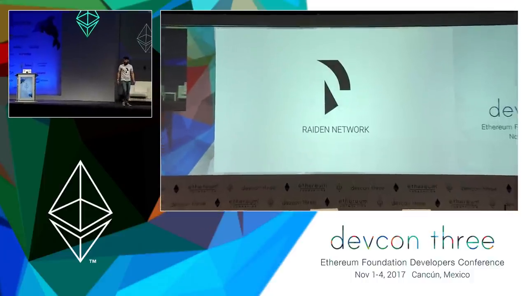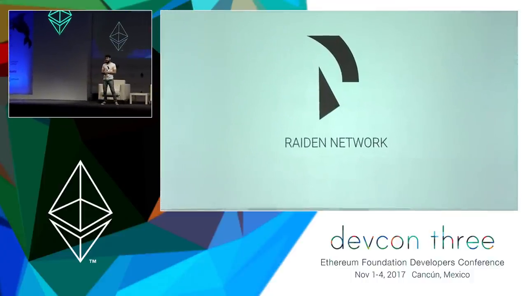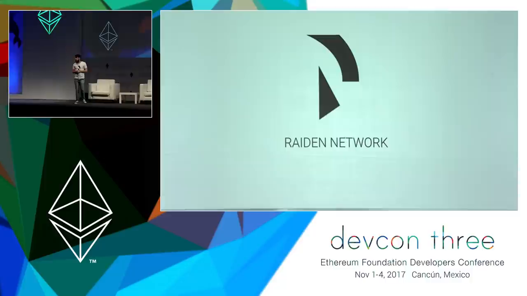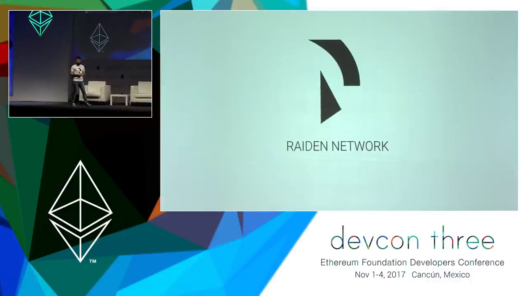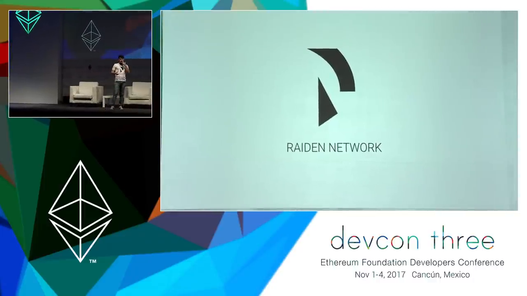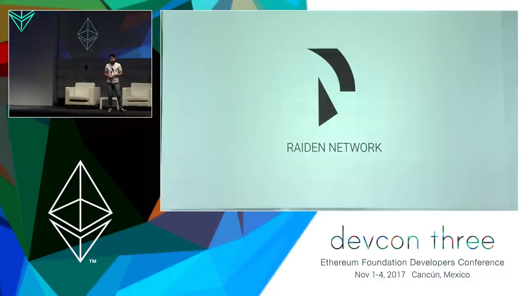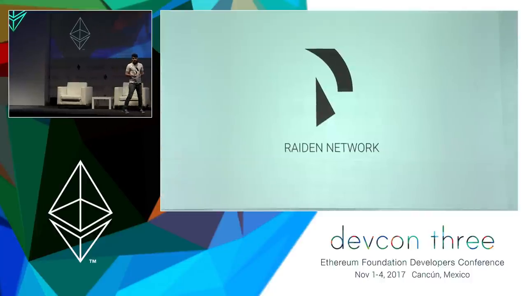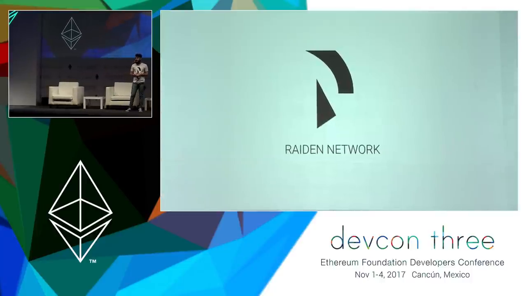I have been working with the Raiden project for the past 2 years. And today I'm going to present to you what we have done for the past year and what is included in the developer preview. For those of you that don't know, Raiden is a scalability solution that we have built for Ethereum. And it can scale to up to a million transactions per second.